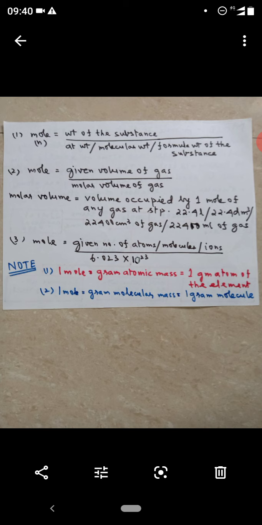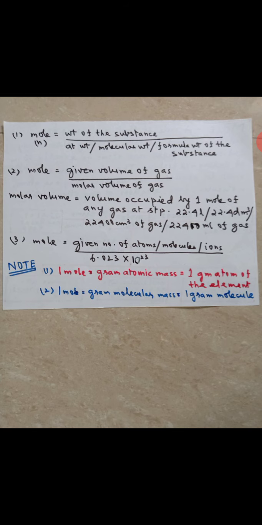So number of moles in terms of weight will be the given weight, which will be given to you in the question, by atomic weight if it is an element like sodium, chlorine, potassium. You will put the atomic weight, like sodium atomic weight is 23, chlorine is 35.5, potassium is 39. Accordingly, you will put whatever is given and find the number of moles in terms of weight. I hope it is clear.